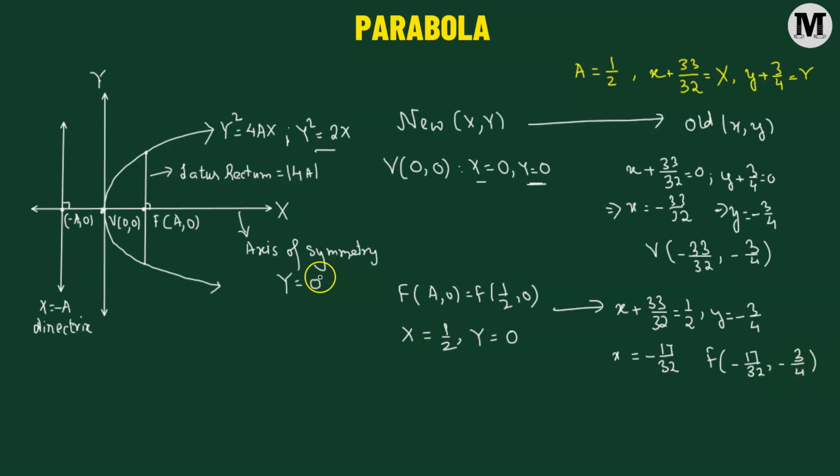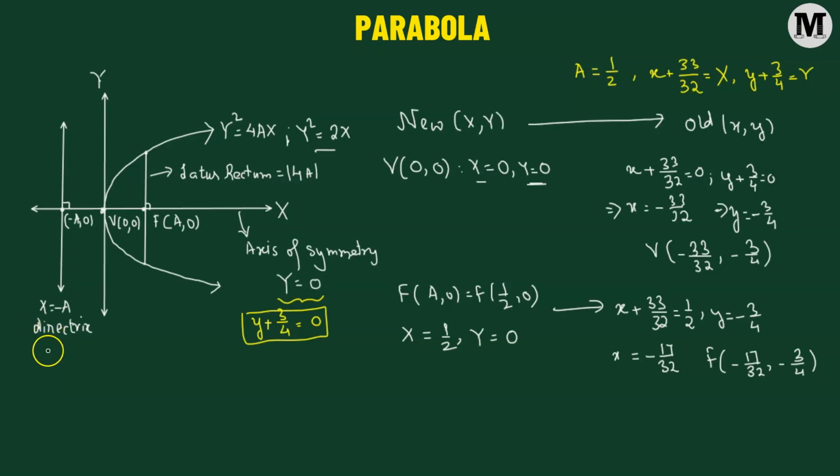Now coming to the axis of symmetry. In the new system, the axis of symmetry has the equation Y equals 0, but in the old coordinate system we replace the value of Y with y plus 3 over 4. This will equal 0. So this is the equation of the axis of symmetry in the old system.